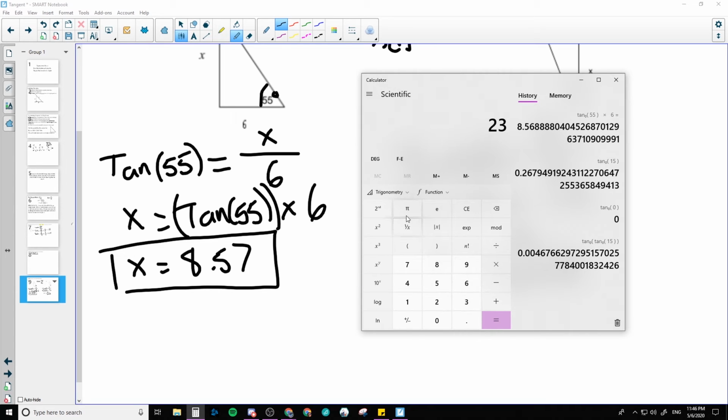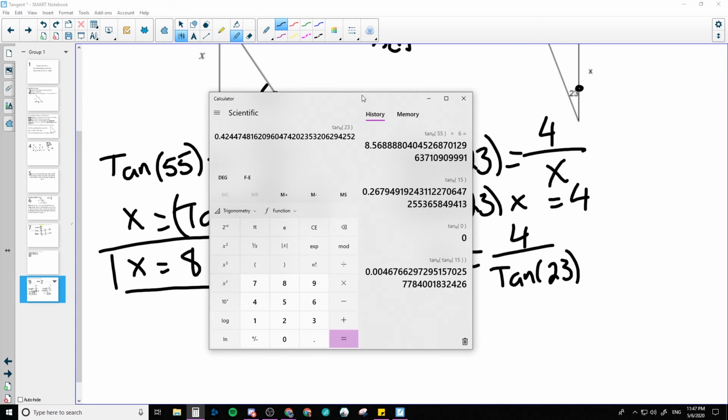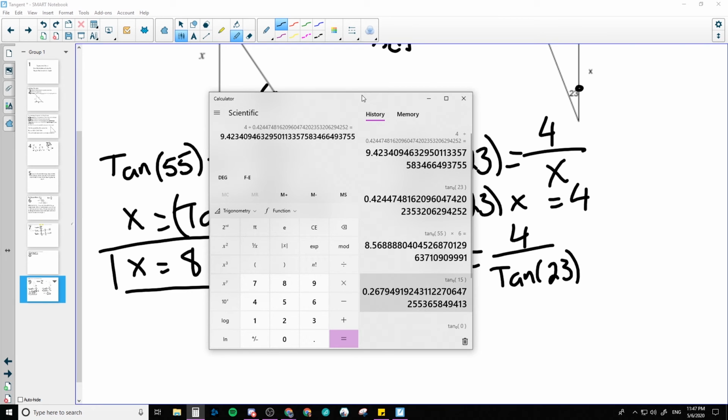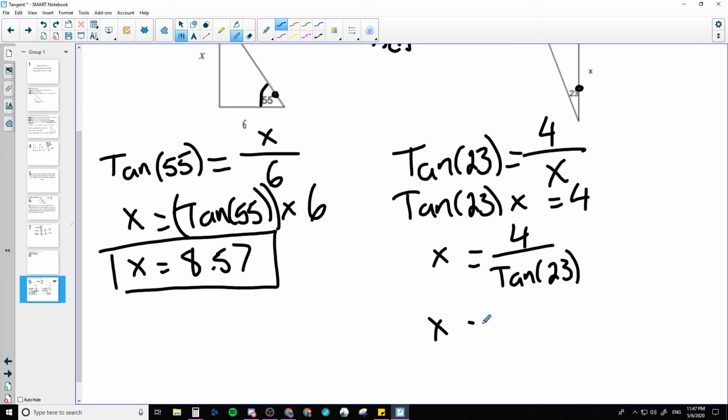So 23 degrees, we want tangent of that. Okay, and I'm going to copy that. And then we are going to say 4 divided by that number. And that tells us that side x this time is 9.42 units.